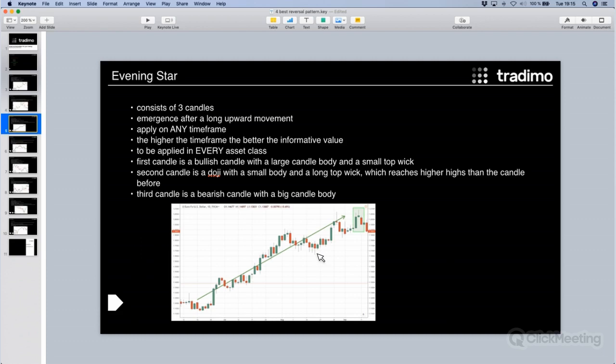Volume-weighted average price. Yes, you can use this. And the volume-weighted average price is also a very powerful tool.